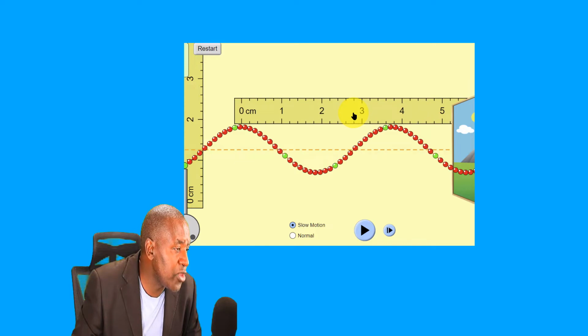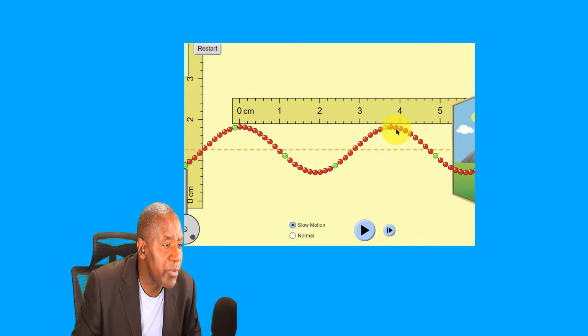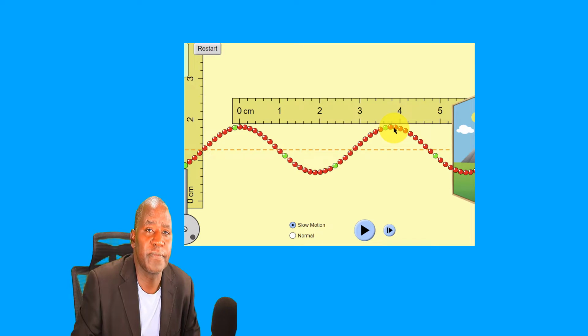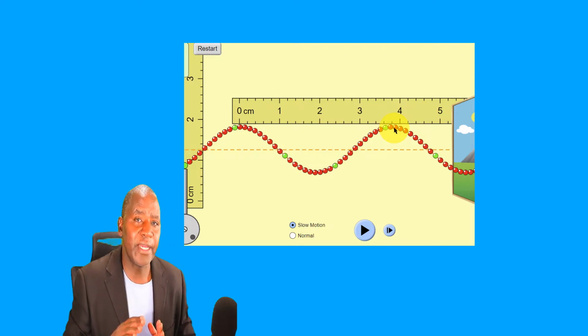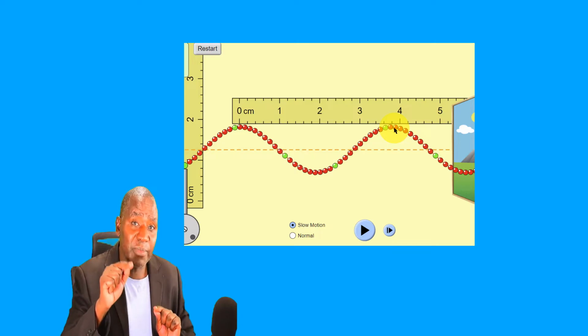Or from this point here all the way to this other point here, again you can see it's approximately 3.8, from here all the way to this point, 3.8. So it could be from this point to this point, or from this point here, which is referred to as a crest, to the next crest. So that is how we define a wavelength: the distance covered by the wave when the wave makes one complete oscillation.